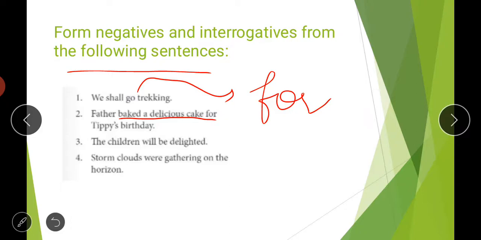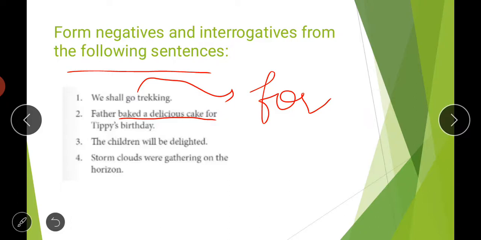Did father bake a delicious cake for Tippy's birthday? And you have to remember, when you use the helping verb did, you will always use the main form of the verb in the question. You will not write did father baked the cake for Tippy's birthday. No, that will be wrong. You will write the main form of the verb only, the first form of the verb. So the right question is: did father bake a delicious cake for Tippy's birthday? And the negative is: father did not bake a delicious cake for Tippy's birthday.